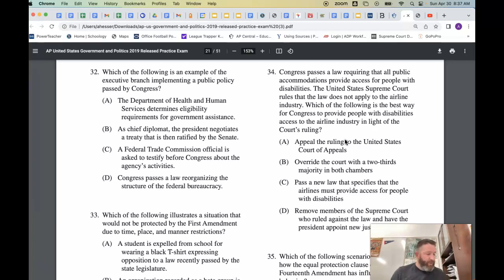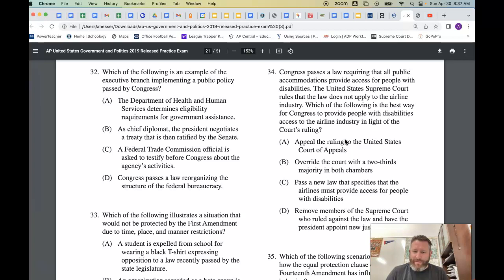So 34, is that a difficult question? No, not too difficult. C, pass a new law. What can Congress do? Pass a law. Can it appeal a Supreme Court decision to a lower court in A? No. Can it override the court? No. They keep saying that, and they can't do it.